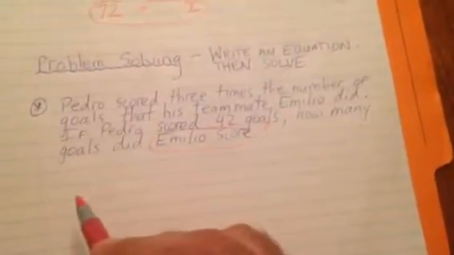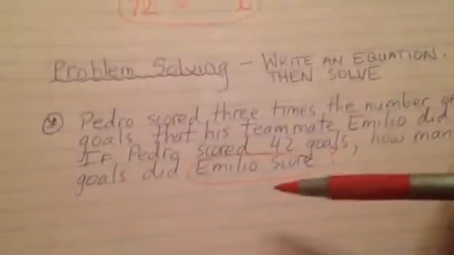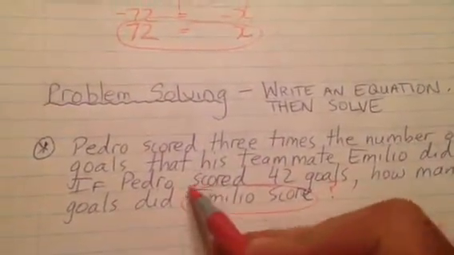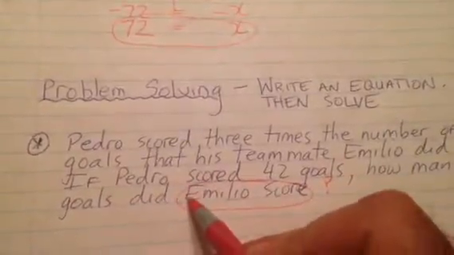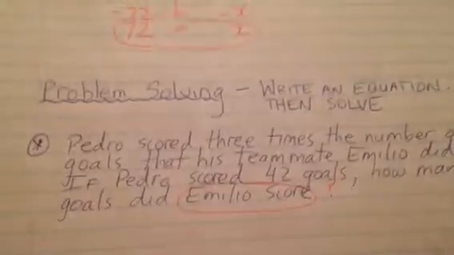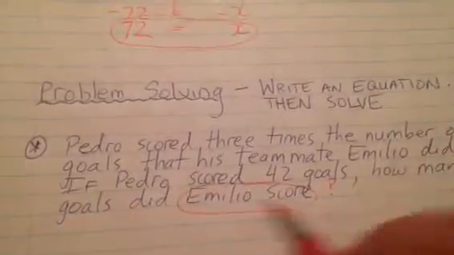Now, Emilio is like our x. Like up here, we're looking for x. I don't know what Emilio scored, but I'm going to figure it out. But instead of calling Emilio x, I'm going to use a better letter, the first letter of his name. So I'm going to use E. So my equation has to have the letter E.